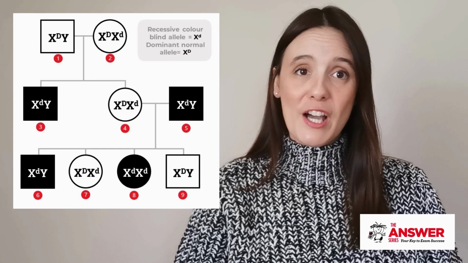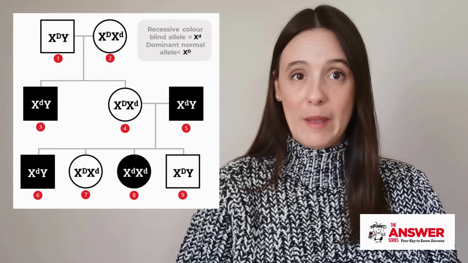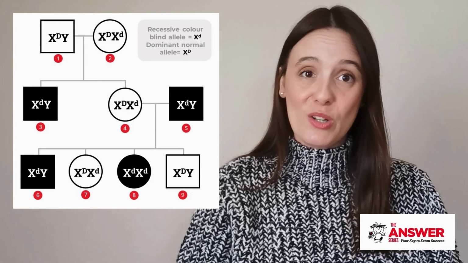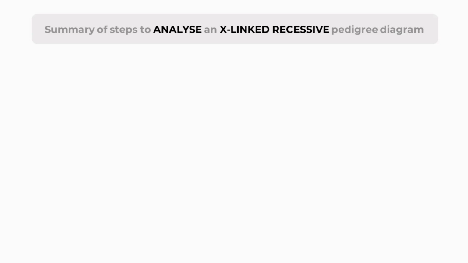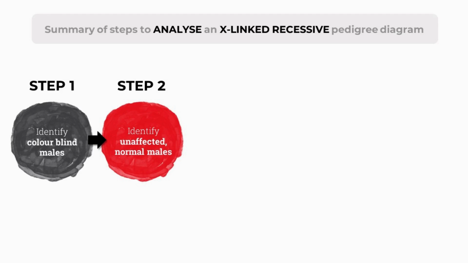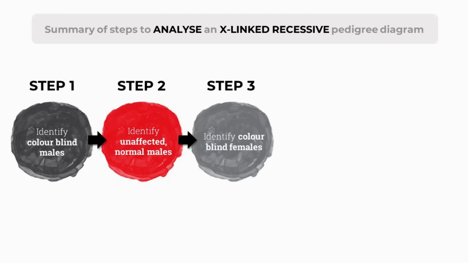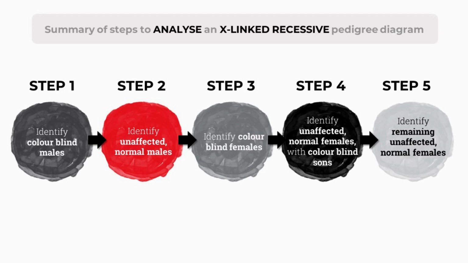So there we have the final complete pedigree diagram for the inheritance of colorblindness in this particular family. Now it will be much easier to answer questions on this pedigree diagram. To analyze a pedigree diagram with an X-linked recessive disorder, first identify all the colorblind males, then the unaffected normal males. Then identify the colorblind females, and then the unaffected normal females with colorblind sons. Lastly, identify the remaining unaffected normal females.